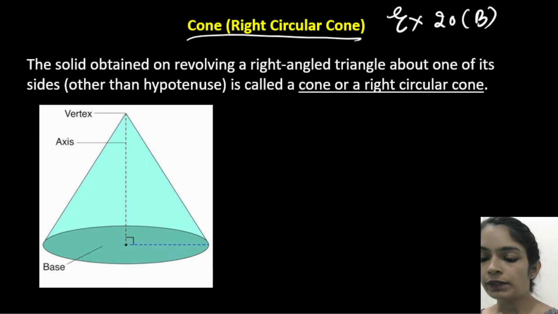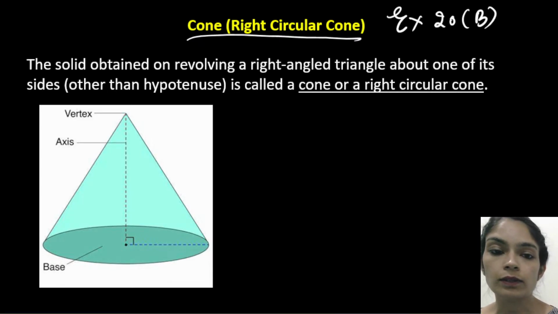Okay, let's start with the introduction. So today we are going to start right circular cone. So what is right circular cone? First of all, I'll just give you one example. You can just imagine a birthday cap. That is an example of a cone or right circular cone. So let's see the definition.